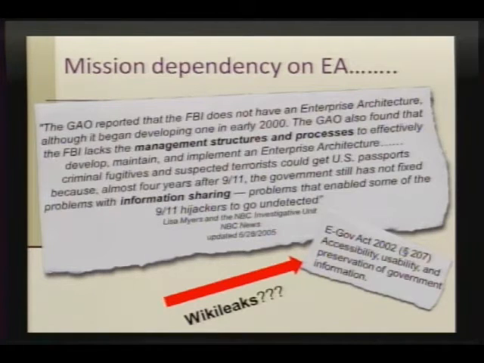And the report says they lack management structures and processes. And look at this, information sharing. That looks very familiar. After 9/11, the coverage was, or rather the news at the time was, the various security agencies were not connected. They were not sharing information. They had disparate databases.